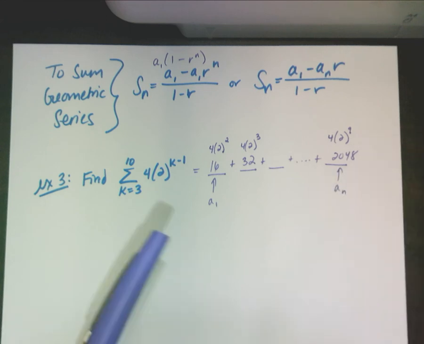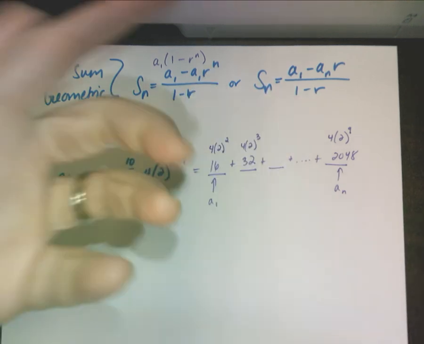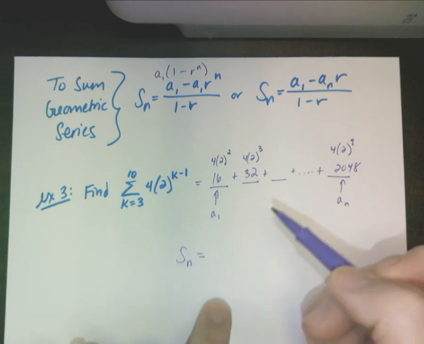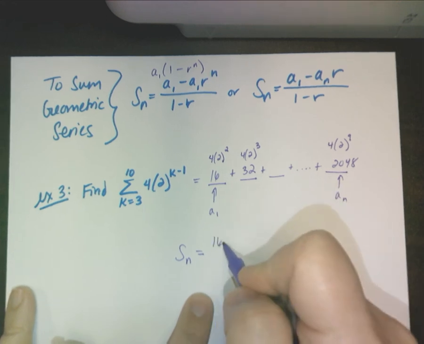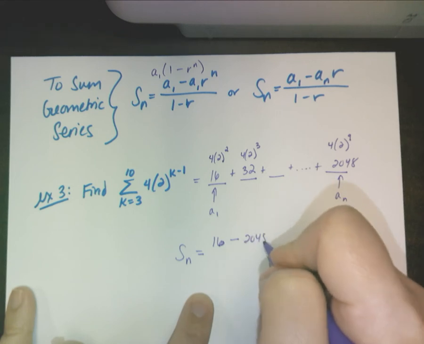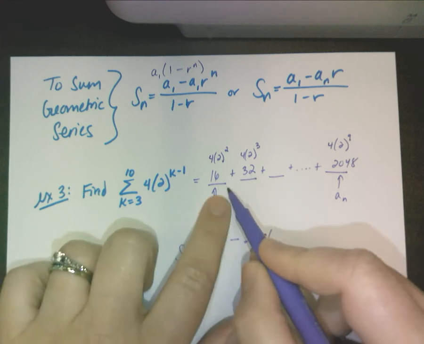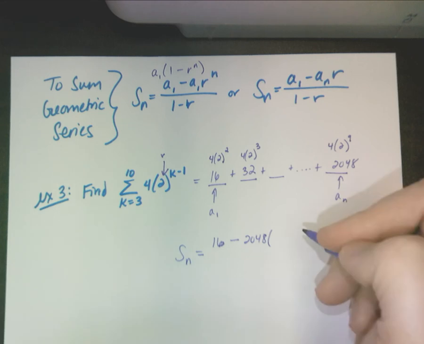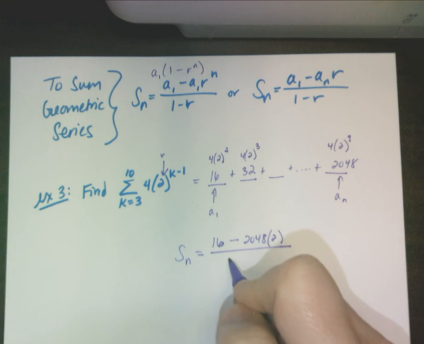Okay. Now, we've got to actually sum these. So again, it's up to you, whichever formula you want to use. I use both of them, but S sub n equals, I think I'll use the second one here. a sub 1 would be 16, minus a sub n, which is 2048, times r. What's my common ratio? What am I going up by? 2. And actually, that's right here. So times 2 divided by 1 minus r, 1 minus 2.